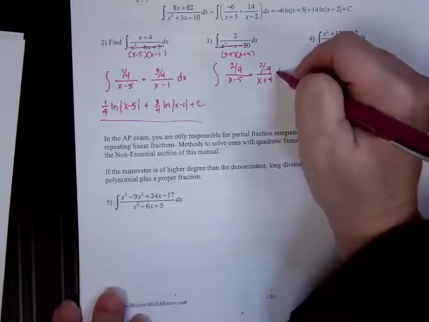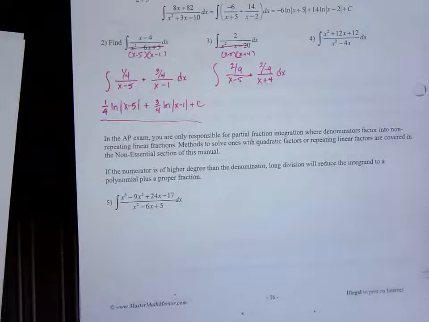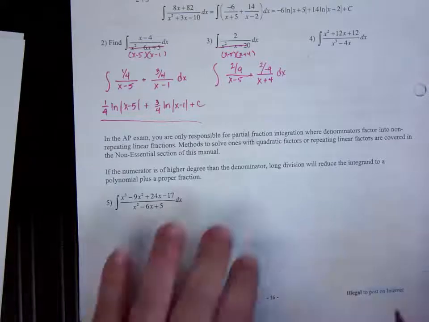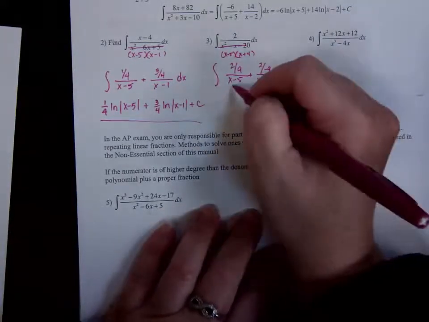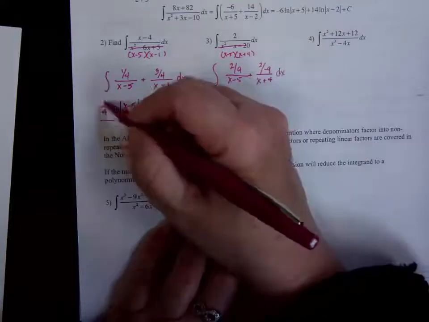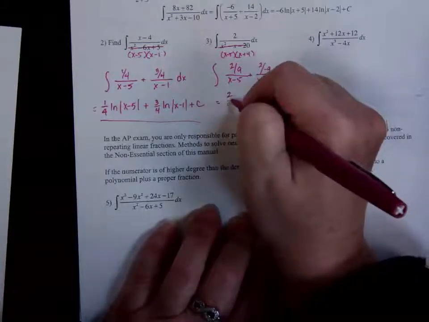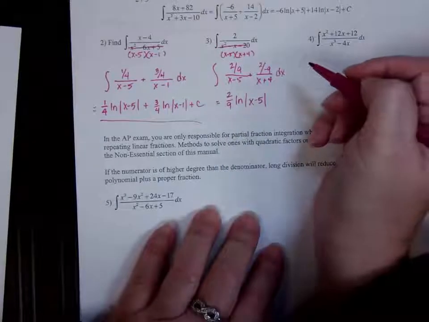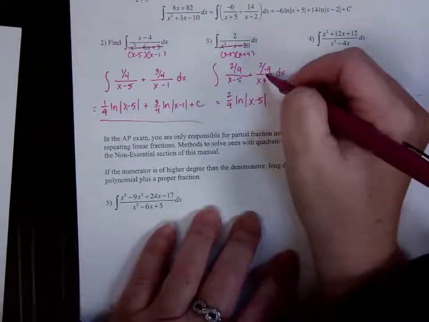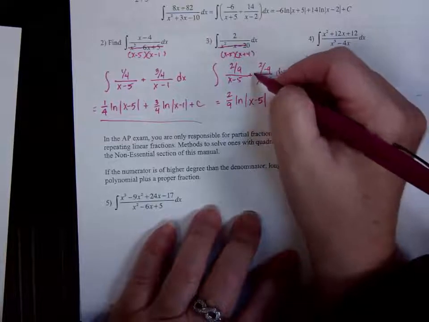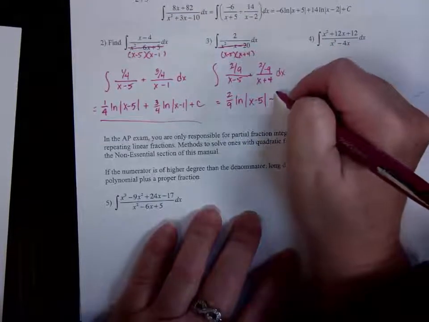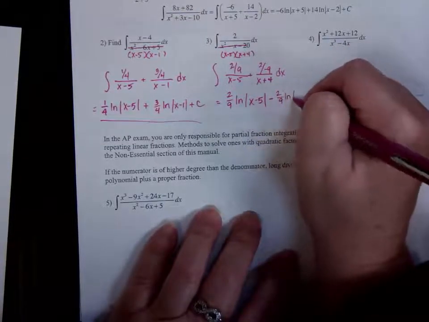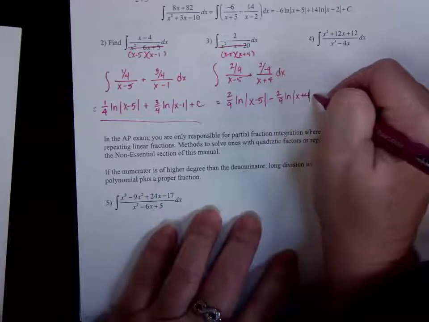Okay. Are those the two numerators that you got? 2 over 9 and 2 over negative 9. I don't care where the negative goes. And once again, each of these are ln's. So this would be 2/9 ln absolute value of x minus 5. Now because the next fraction is negative, it's really like putting a minus sign as your next sign. 2/9 ln absolute value of x plus 4 plus c.